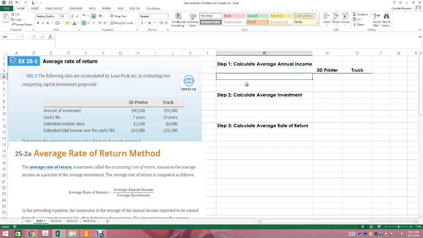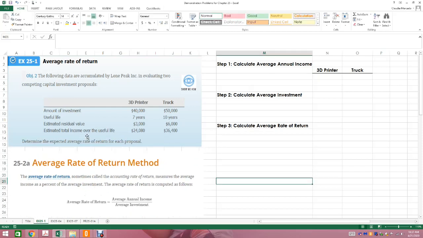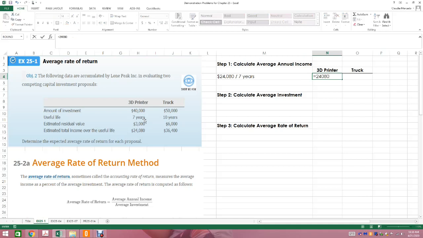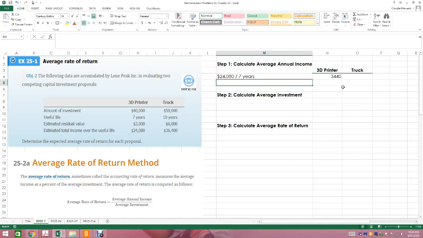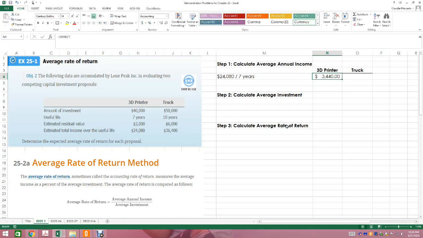So let's start with the average annual income, okay? So your average annual income right here is being provided. Your income is $24,080 for the printer, $36,400 for the truck. Now, let's do the printer first, okay? My income is $24,080, okay? And I'm gonna divide by the useful life. This particular printer is expected to last me 7 years, okay? So, if we do the math, that'll be 24,080 divided by 7. That's gonna give me $3,440. Okay, that's gonna be my average annual income for the printer.